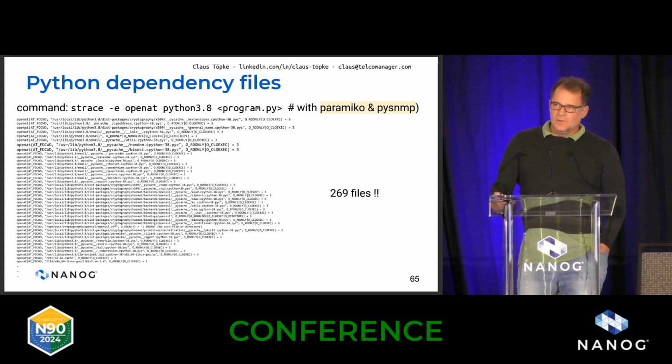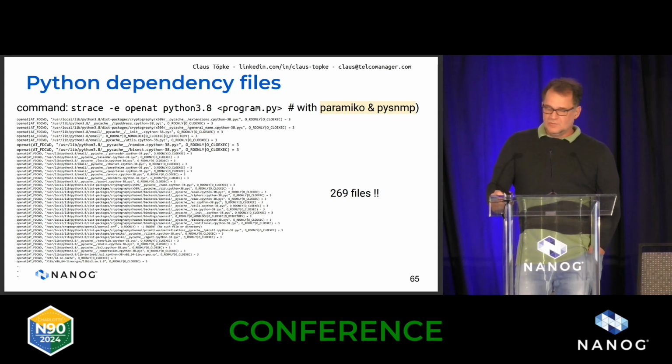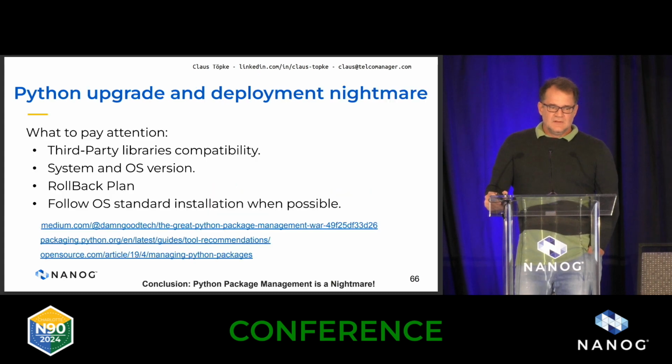And this is an example of running Python with the strace Unix command, where you look at open calls. So you see which files you're touching. And just importing Paramiko and PySNMP, which are 2 simple modules, imagine if you have more imports. This is 269 files. When you run Python, it opens 269 files. This is a nightmare for deployment because when you change a version, you have to make sure all those files are compatible, right?